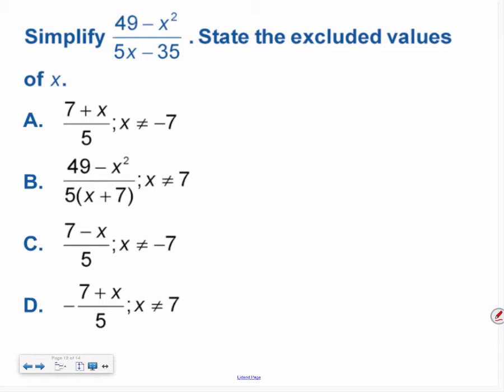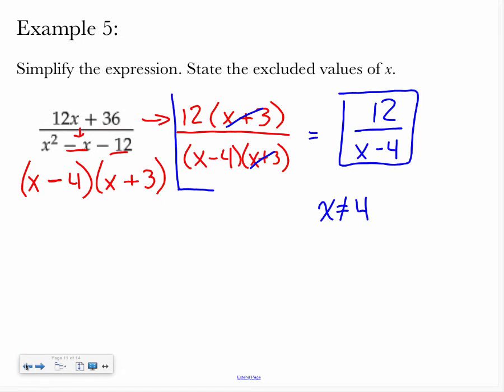Okay, hopefully you ended up with negative 7 plus x over 5, and then found out that x cannot equal 7. I want to jump back for just a minute. I forgot to mention, going back here, our excluded values: we know x can't equal 4, but x also cannot equal a negative 3.